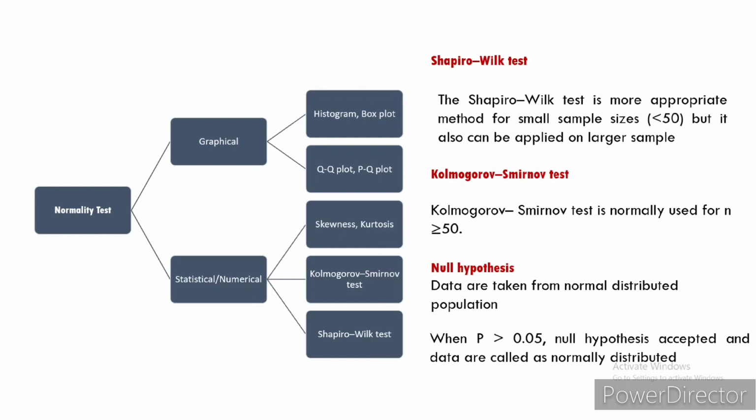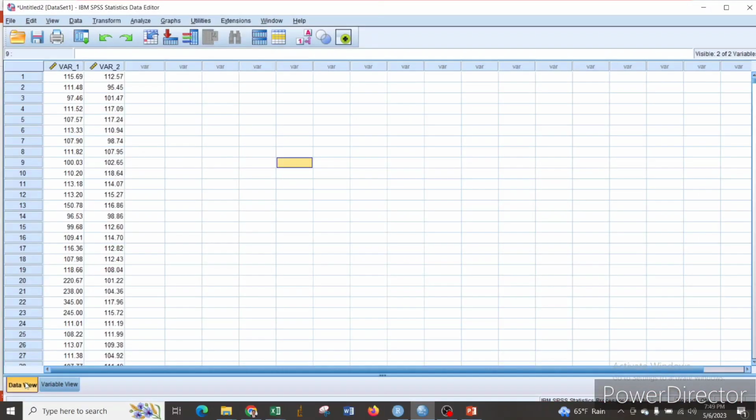For both of these tests, our null hypothesis will be that the data are taken from a normally distributed population, and after the analysis, if the p-value is greater than 0.05, the null hypothesis will be accepted and the data are called normally distributed data. Now I will show you how to test the normality of data using the SPSS software. Here you see that I have two variables, variable 1 and variable 2.